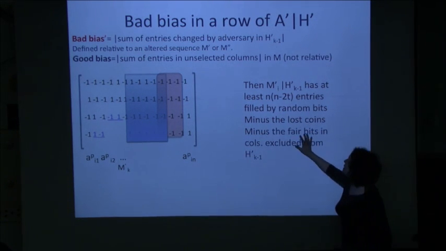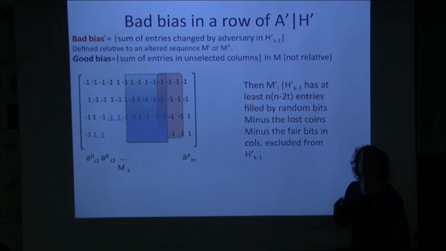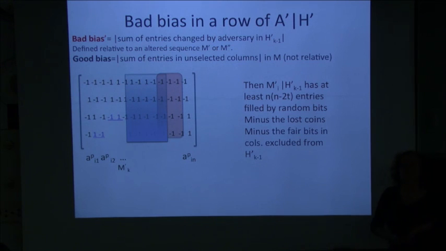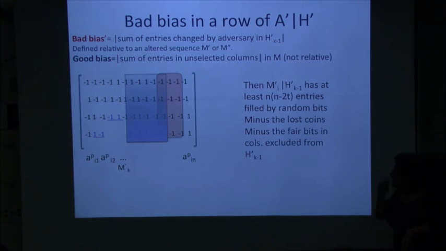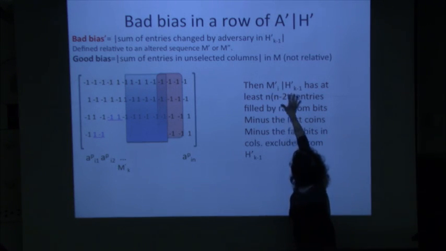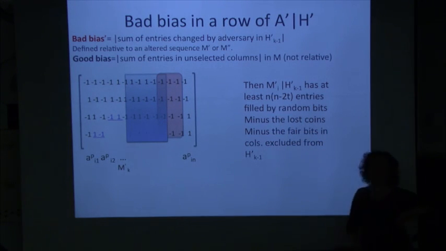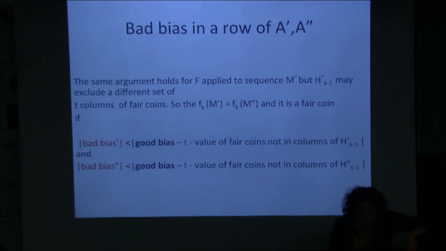But we're missing any good columns that were thrown out of H. So if we threw a lot of good columns out of H, we're missing their randomness because we're not even using it. Okay? Those won't be reflected here. We're not counting that, but we will later on, when we look at M prime, we won't be counting that randomness.